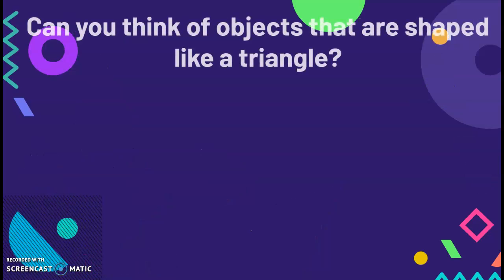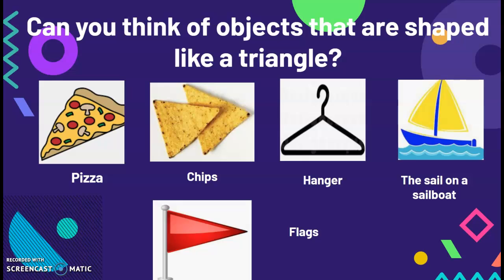Can you think of objects that are shaped like a triangle? I will show you a few that I thought of. A slice of pizza is a triangle. Chips, Doritos. A hanger, the sail on a sailboat, and sometimes flags can be in the shape of a triangle.